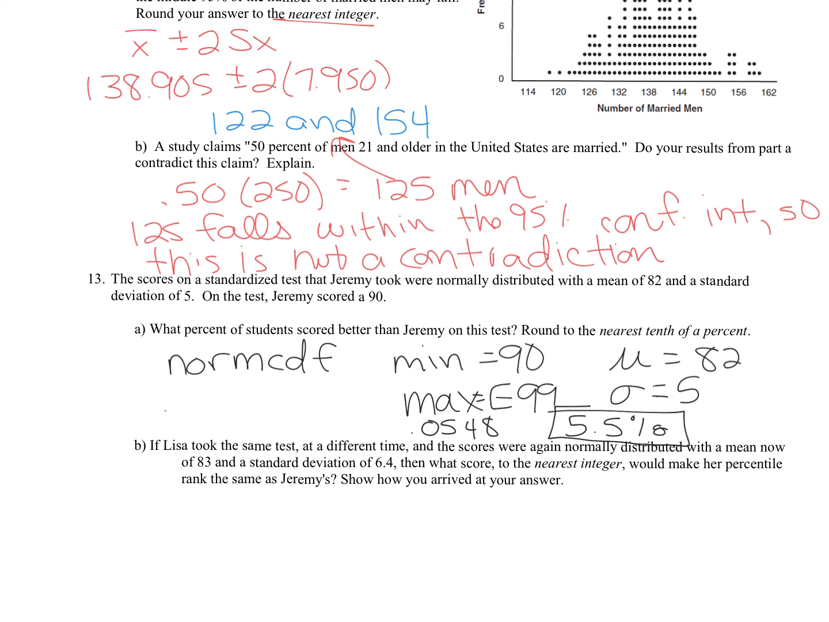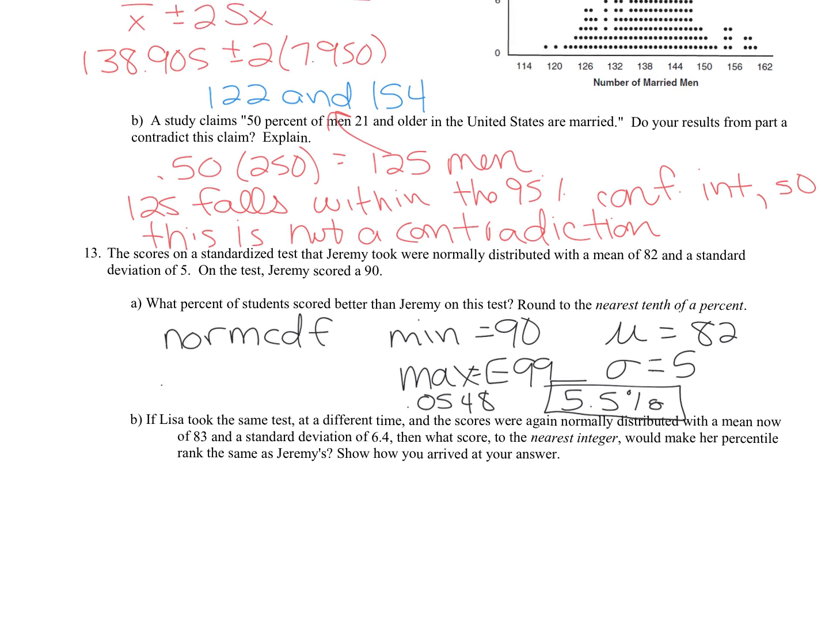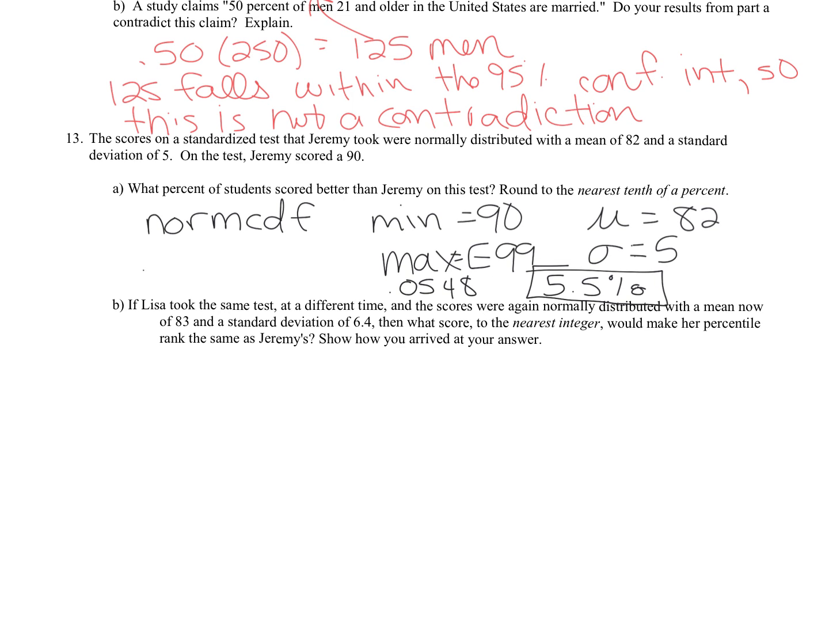The last question says, if Lisa took the same test at a different time and the scores were again normally distributed with a mean now of 83 and a standard deviation of 6.4, then what score to the nearest integer would make her percentile rank the same as Jeremy's? This is a little beyond what we did in class, but I wanted to put one on the review. So the way we can compare them is with their z-scores. So I'm going to find a z-score for Lisa and a z-score for Jeremy.